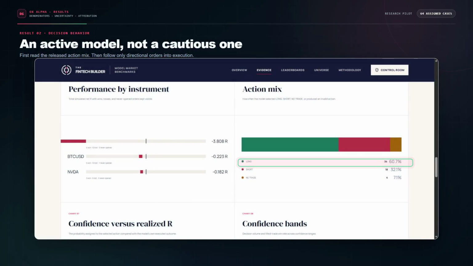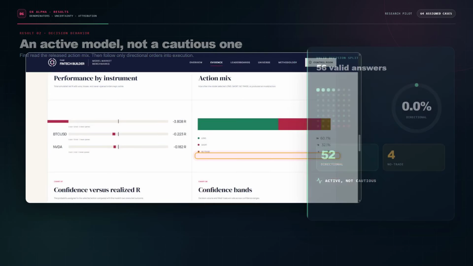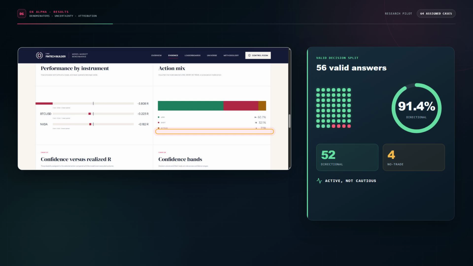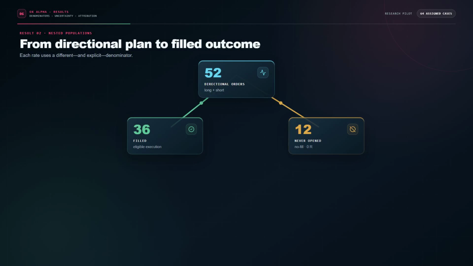Among the 56 valid decisions, Ox Alpha chose 34 longs, 18 shorts, and 4 no trades. So it made a directional decision in 52 cases, more than 92% of its valid answers. This was an active model, not a cautious one. Of those 52 directional orders, 39 filled and 13 never opened. That is a 75% fill rate.